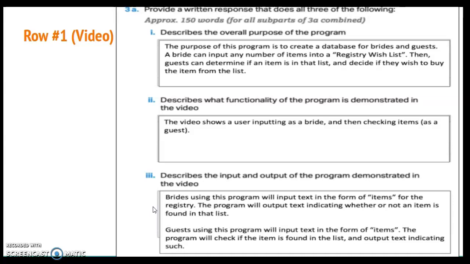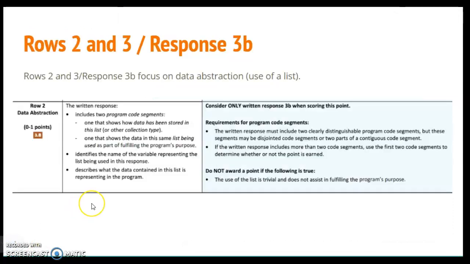The bride uses this program. They'll input the text in the form of items for the registry. The output will be the text indicating whether or not the item is found in the list. Okay, very specific. So that's your one input. Your second input is as a guest. The guest uses this program. They'll input text in the form of items. The program will check to see if the item is found on the list, and the output text will indicate whether or not the item is on the list. So very specific here, so be clear, okay?